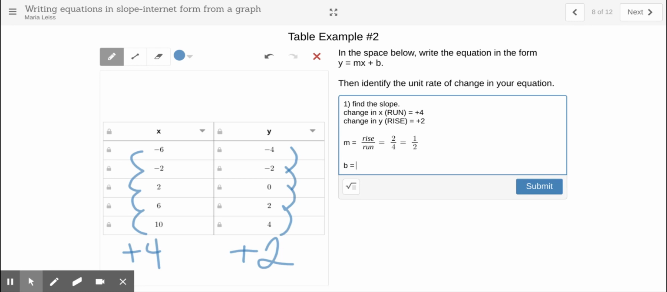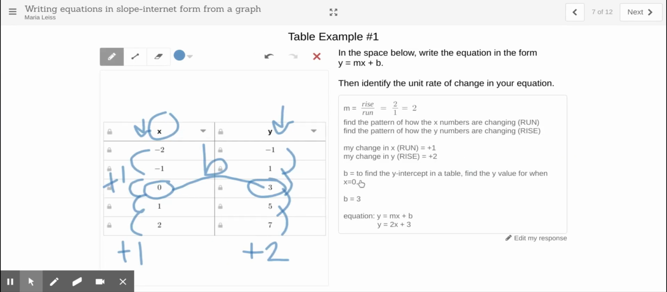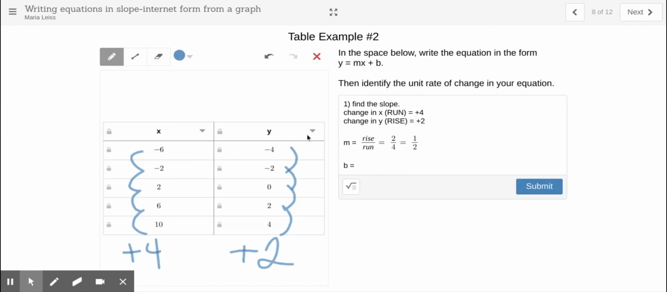Now I need to find the b. On the slide right before this, we learned that to find a y-intercept in a table, find the y value for when x equals 0. Don't get tricked. I see a 0 right here.